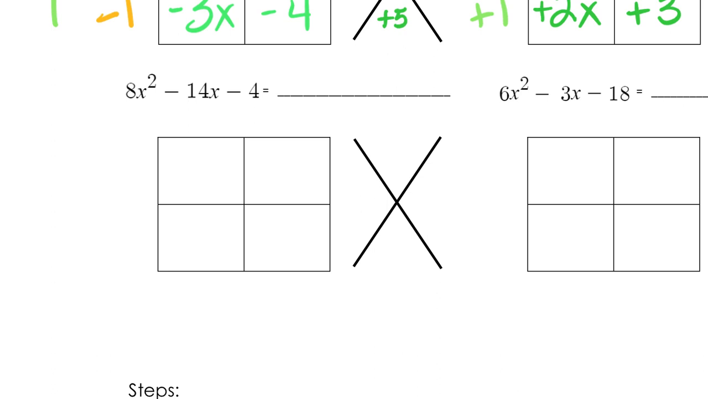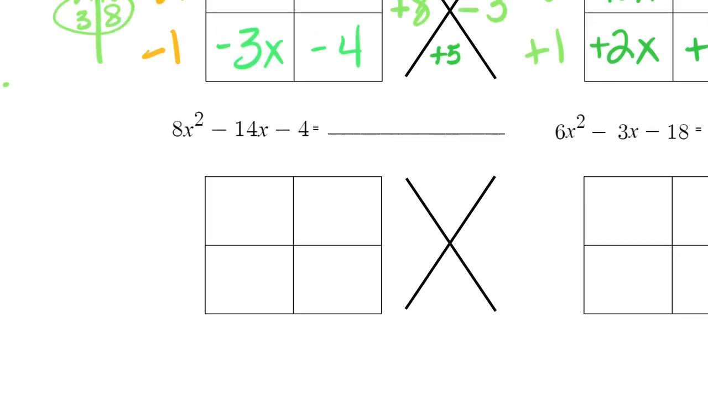All right, for this next one, I see something special here. I see that 8, 14, and -4 are all even, which means I can divide them all by 2, which will help me in the end. So what I'm going to do is factor out a 2. So when I rewrite this, this would actually be 4x squared minus 7x minus 2. So I'm not going to use this one anymore because I have a 2 that I'm taking out.